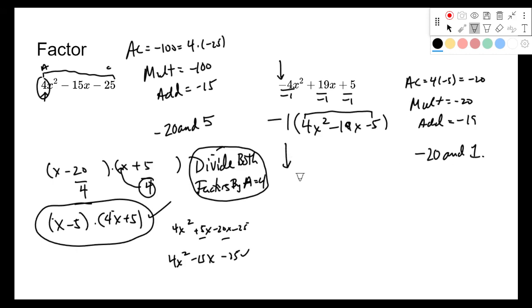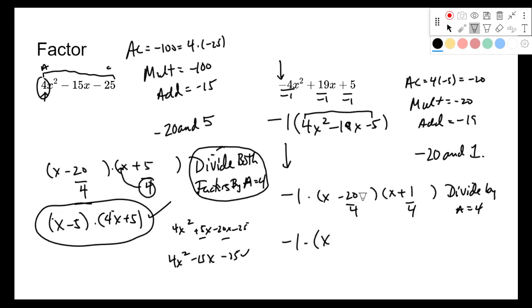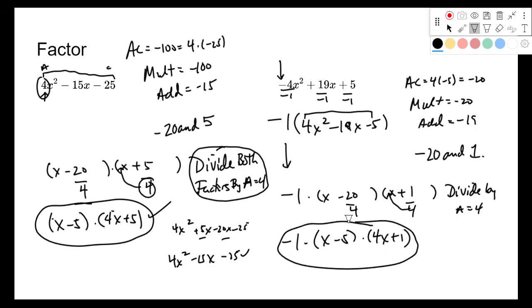So now this negative 1 just gets brought down to the next line. Here we go. We're going to try to factor this. Remember, we're going to factor it like it's 1am to start, and then we'll bring the 4 back. So a is 4. We have to divide by 4. Let's do it. We have negative 1, x. Negative 20 over 4 is negative 5. And then 1 over 4. Now, 4 doesn't go into 1 evenly, so this 4 slides in front of the x. And we get 4x plus 1. This is the correct answer. Okay, it's done. It's all factored.